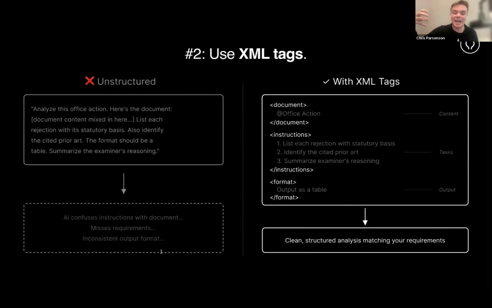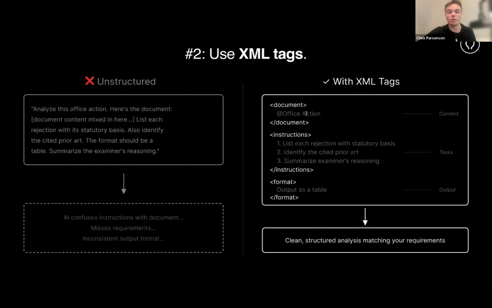To give an example, on the left-hand side you can see what an unstructured prompt without XML tags might look like. Here we're telling the AI to analyze this office action. We're saying, here's the document, and this is just a placeholder. Imagine you took a messy office action and copy-pasted the text in there. Then within the same paragraph as your pasted text, we're telling the AI to list each rejection with its statutory basis and to identify cited prior art. Imagine being given this big block of text: it'd be quite difficult to parse the text, see the instruction, see the formatting and output requirements, and distinguish that from the actual document you're pasting in. Whereas on the right-hand side, with the XML tags, we're actually just breaking down the prompt.